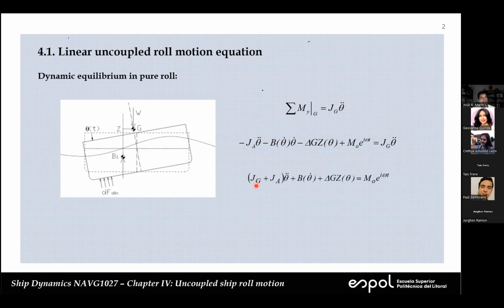So we have dry plus added inertia, times acceleration, plus damping. Oh, here there is an error. I need a theta dot here.